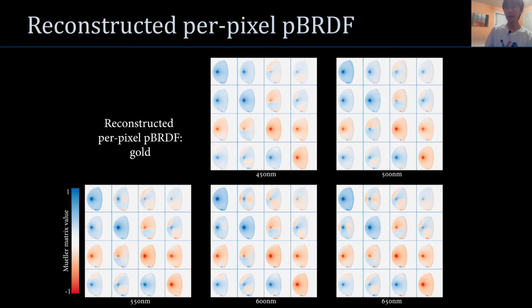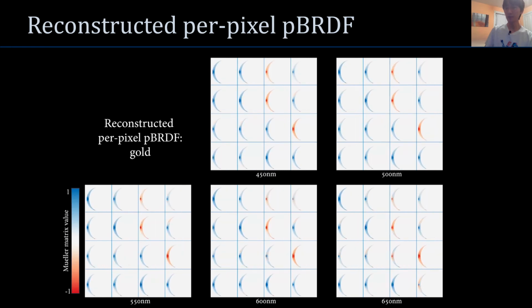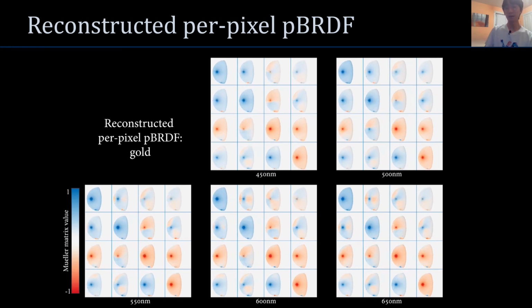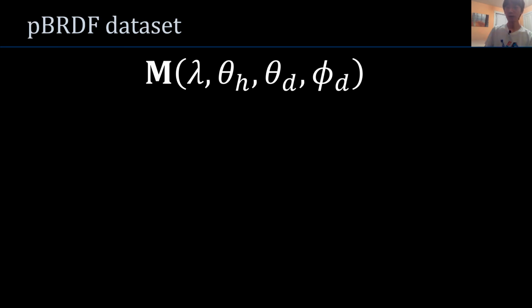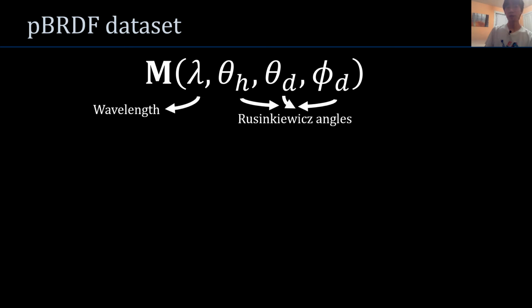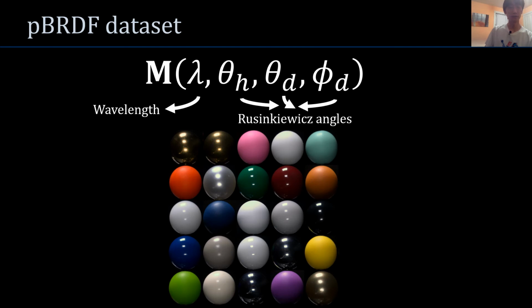This shows the estimated Mueller matrices for all parameter combinations. We finally obtained the PBRDF table parameterized with wavelengths and 3 directional angles for 25 real-world materials. This dataset is easy to use for rendering and analysis.